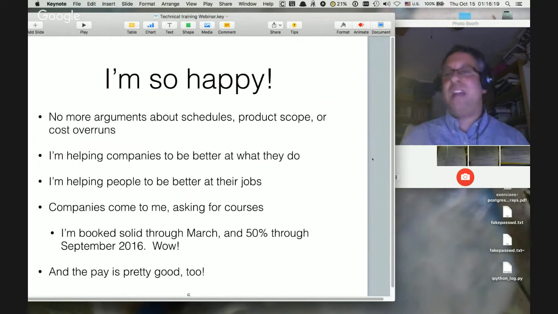And here I feel like I'm going in and I'm helping companies to be better at what they do. I'm making them faster, more efficient, smarter, more profitable, right? I am basically increasing the bottom line of these companies by making their programmers more effective. I'm helping people to be better at their jobs and helping them with their careers as well.